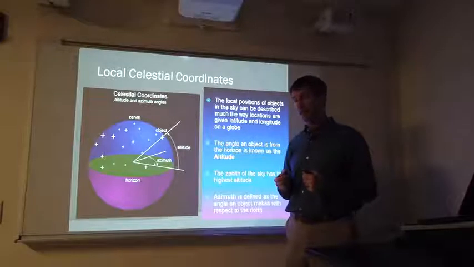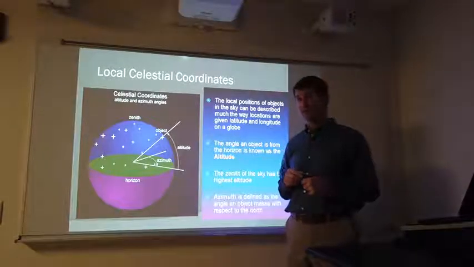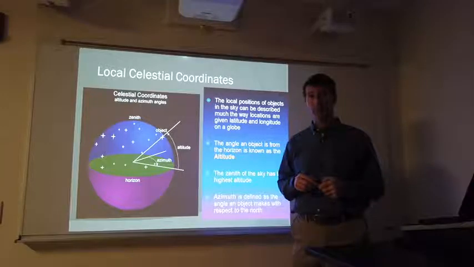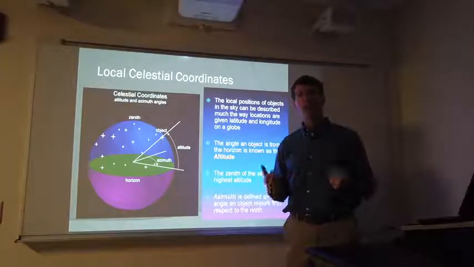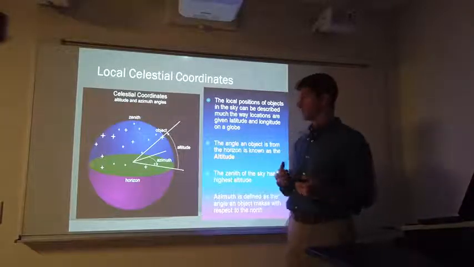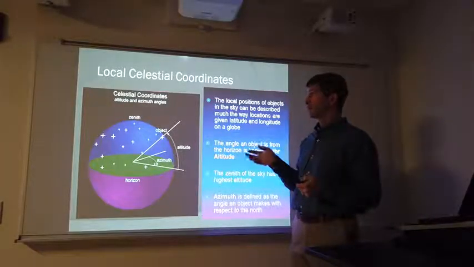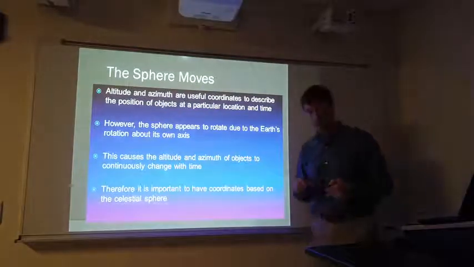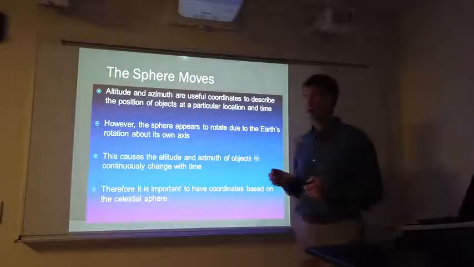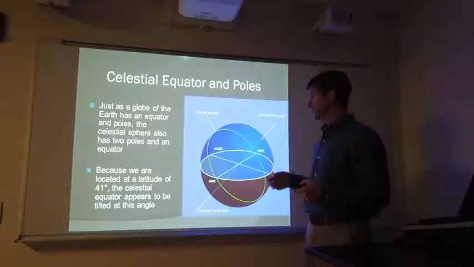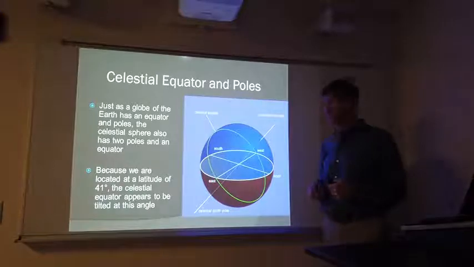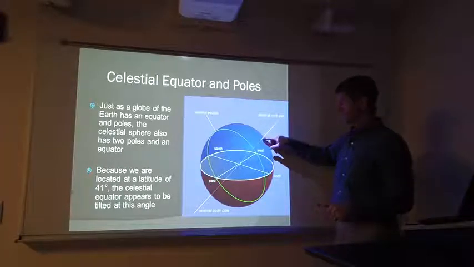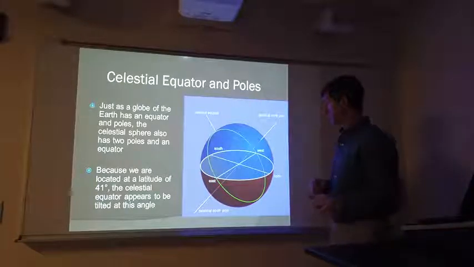However, think about the rotation of the Earth. As the Earth spins on its axis, it's rotating about two poles. It's rotating about the North and South Pole, or it's rotating about an axis that passes through the North and South Pole. So if we extend this whole idea of the nighttime sky moving because the Earth rotates, we can understand this motion as being due to the rotation of the Earth on its axis, which makes the sky appear to rotate on its axis.